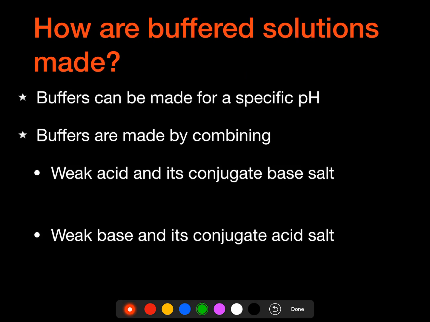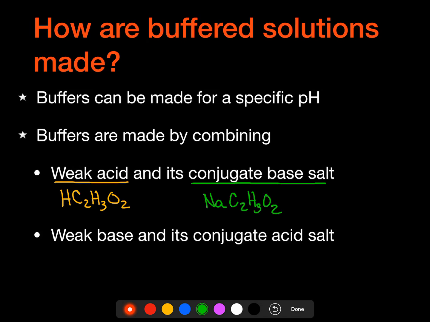So if we want to have a weak acid and its conjugate base, salt, then for a weak acid we would have something like acetic acid that we just saw, HC2H3O2, that we would add in solution. And in addition to that, we would also have our salt that would have the anion, okay? So we would have something like sodium, that we know is a neutral ion, in combination with the acetate, C2H3O2. So when we would combine these two, we would get a buffered solution.